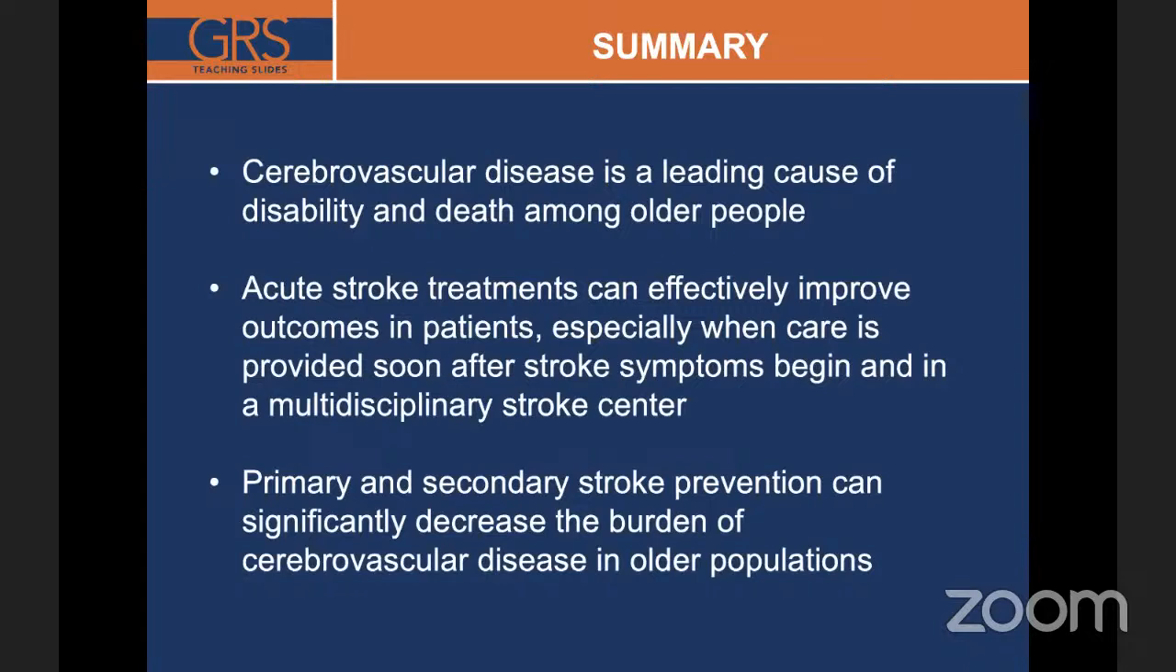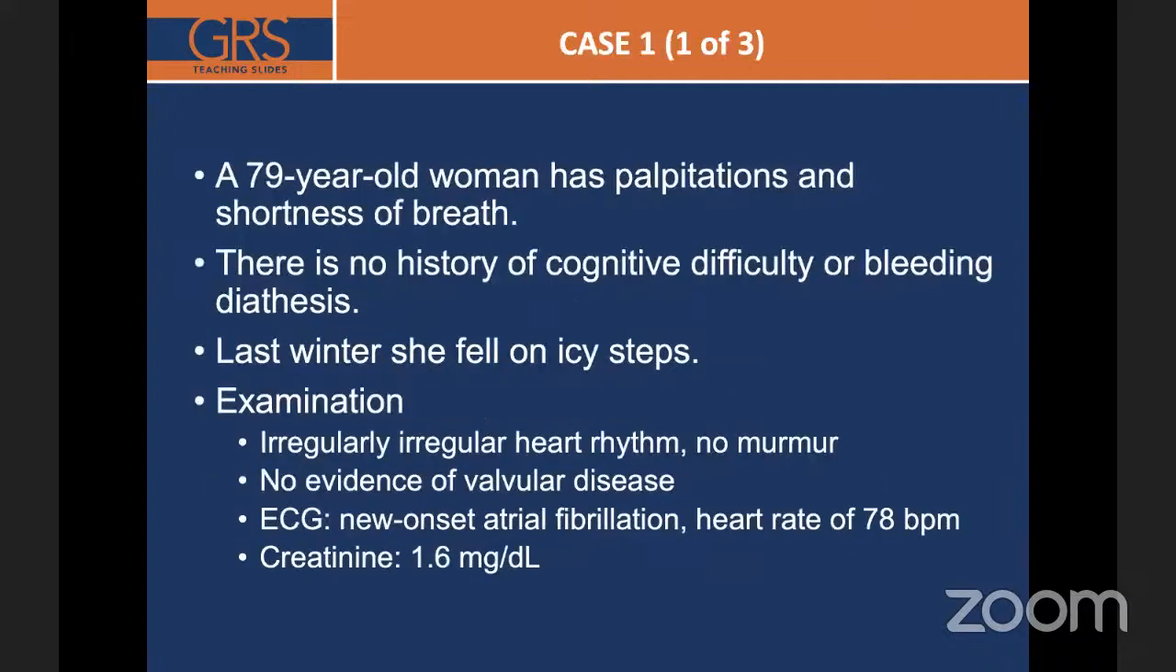So in summary, cerebrovascular disease is a leading cause of disability and death among older people. Acute stroke treatments can effectively improve outcomes in patients, especially when care is provided soon after stroke symptoms begin and in a multidisciplinary stroke center. Primary and secondary stroke prevention can significantly decrease the burden of cerebrovascular disease in the older population.